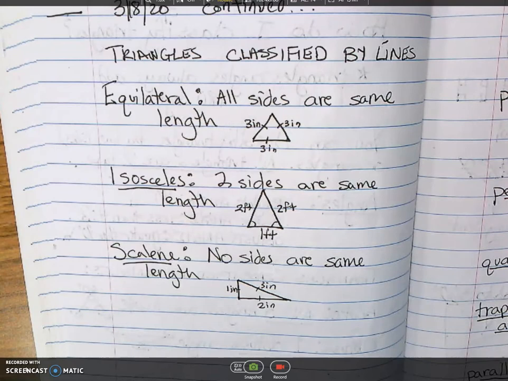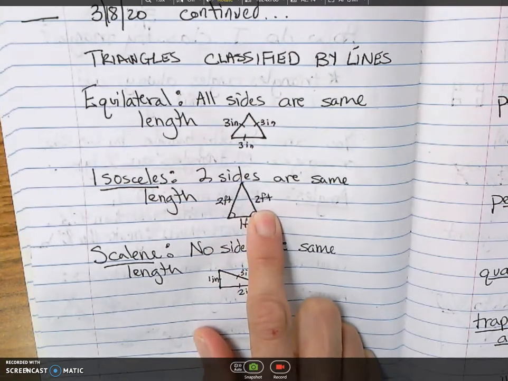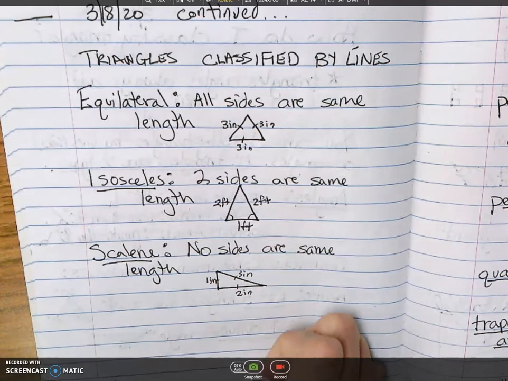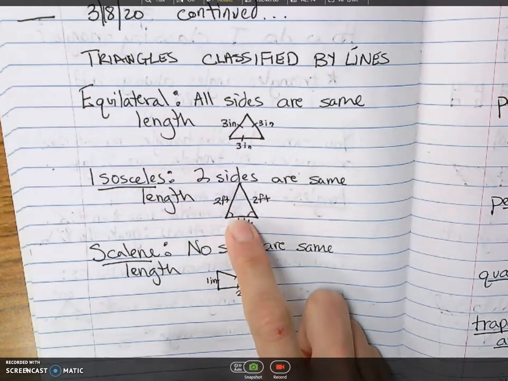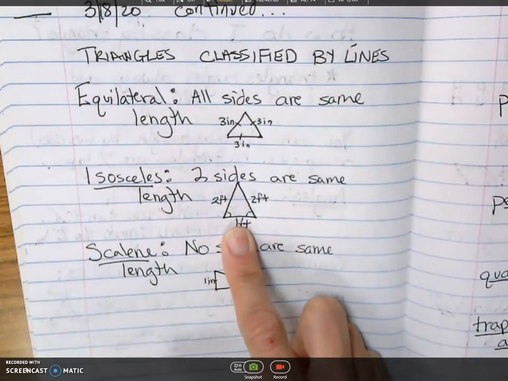Every triangle has 2 identities. So isosceles, it has 2 equal sides, making an isosceles. But then if we look at all 3 angles, we can see that all 3 angles are acute. So this is not just an isosceles triangle. It is an isosceles and acute triangle.